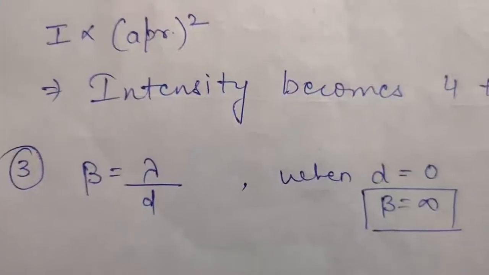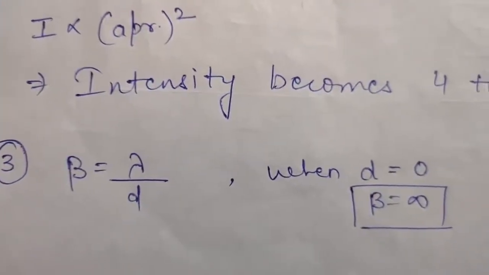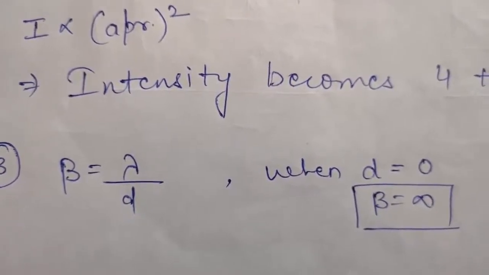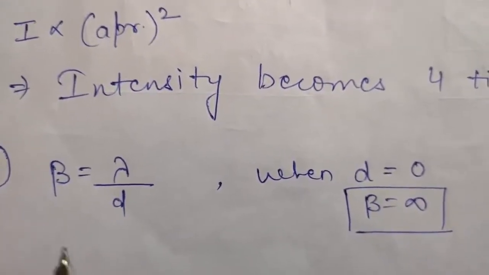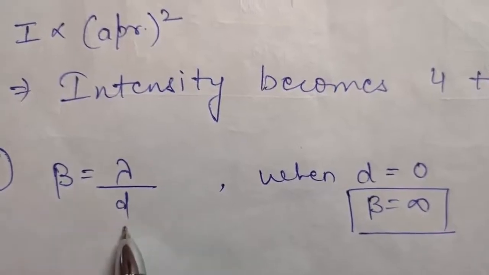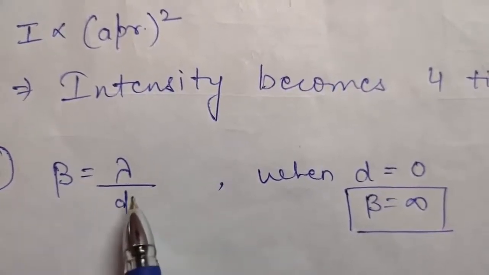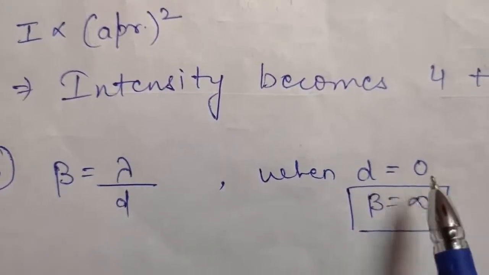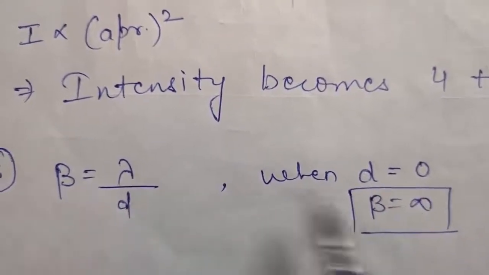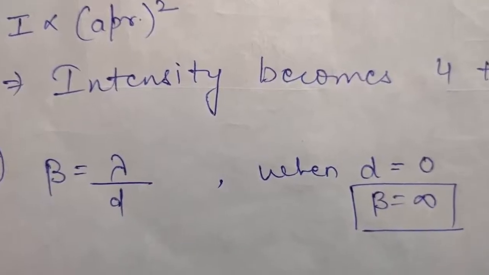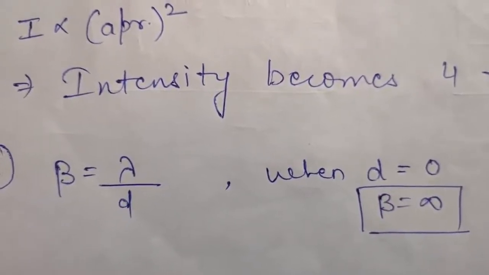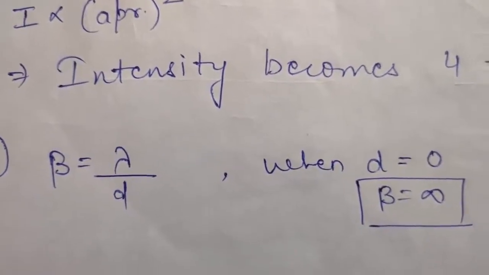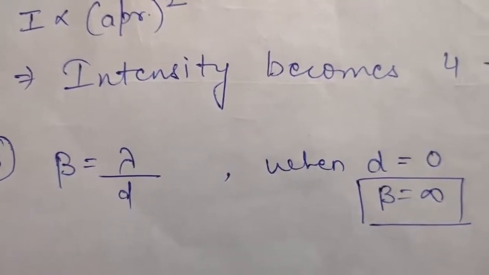In question number 3, it is given why we cannot obtain interference pattern when two slits are infinitely close to each other. So that is because, see, beta is lambda by d. If the slits are very close to each other, that means this d, that is separation between the slits, will be nearly equal to 0. And if d is 0, beta will become infinite. That means only a single fringe will cover the whole of the screen, and therefore you will not be able to see the interference pattern.